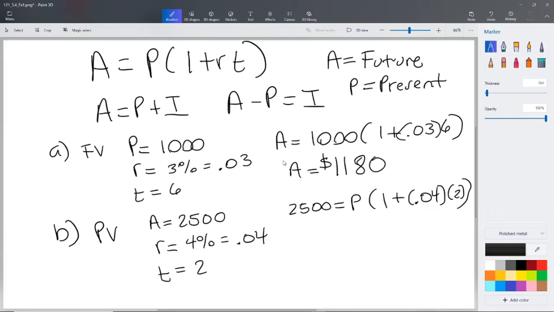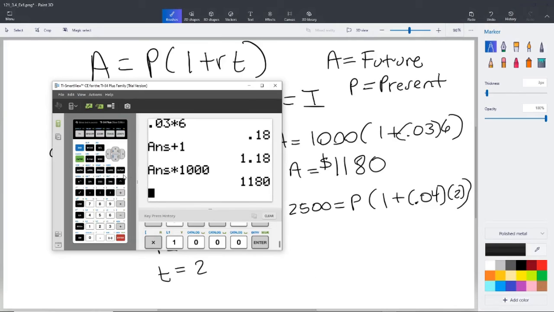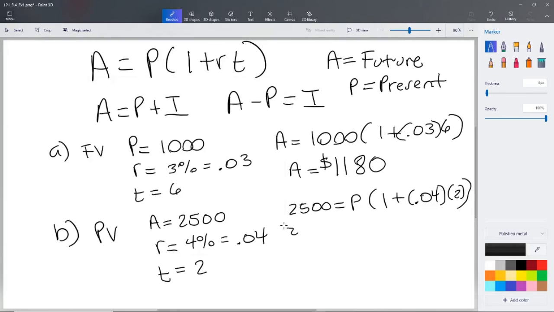All right, so bring up our calculator. Clear off anything that may still be lingering. We say 0.04 times 2, which is 0.08, plus 1, which is 1.08. All right, so let's go back to our screen here because we know right now that 2,500 is equal to P times 1.08.